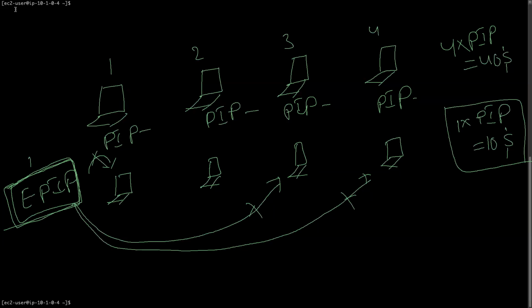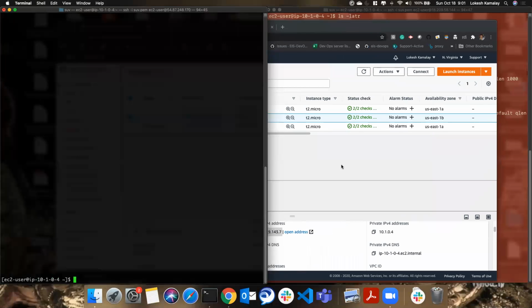You just change the underlying VM that is associated. Okay, that's the use case of your public IPs, sorry, Elastic IPs. Clear?